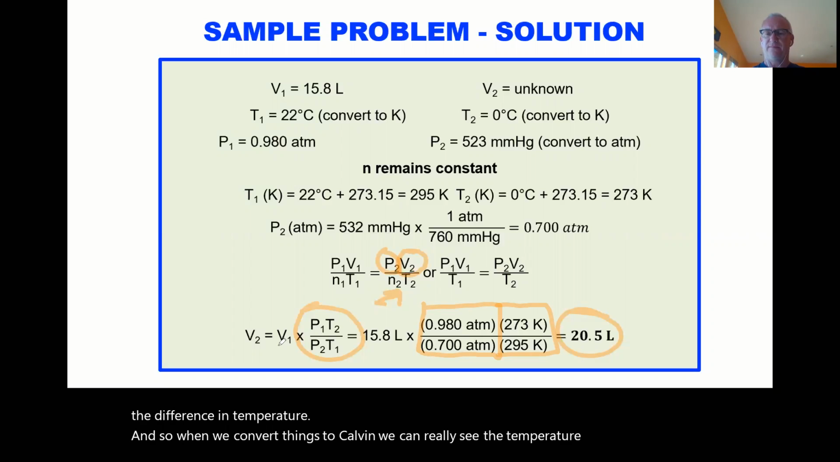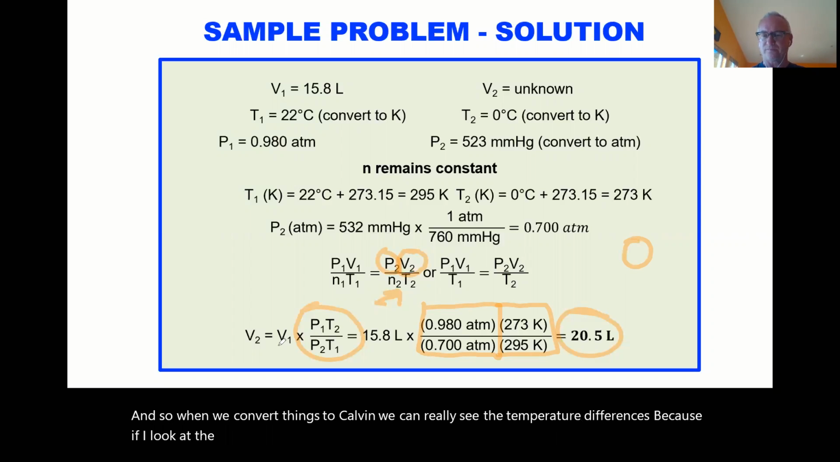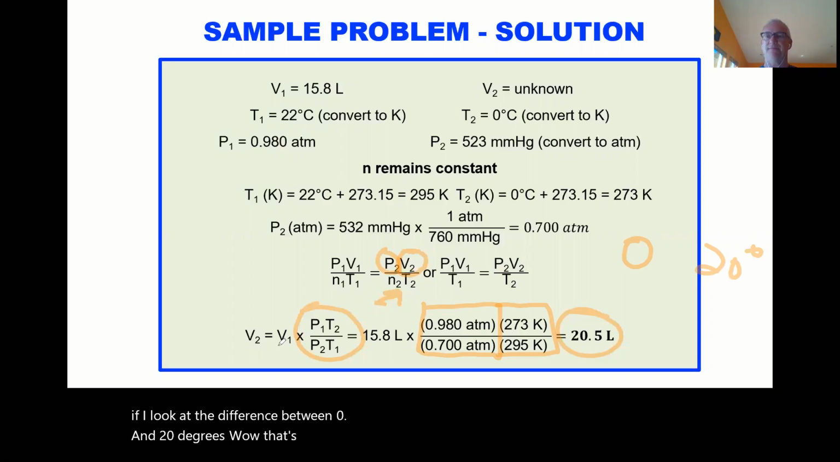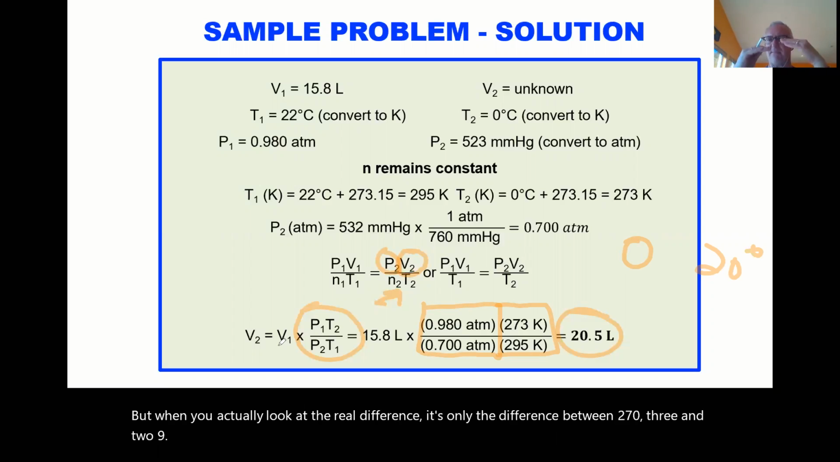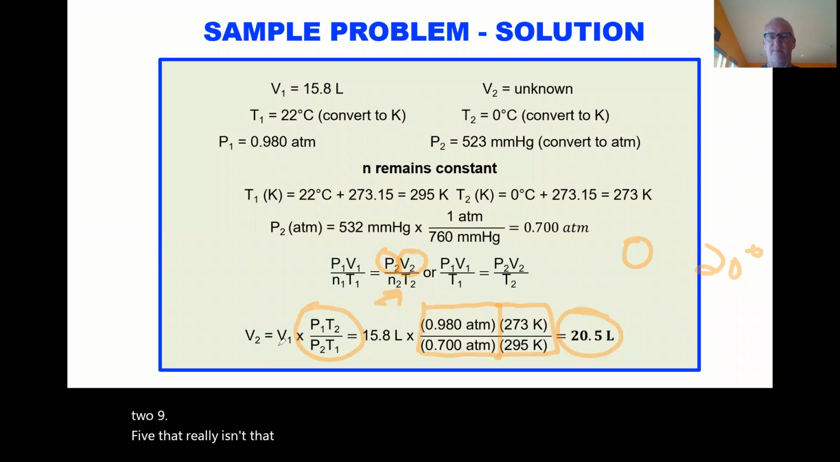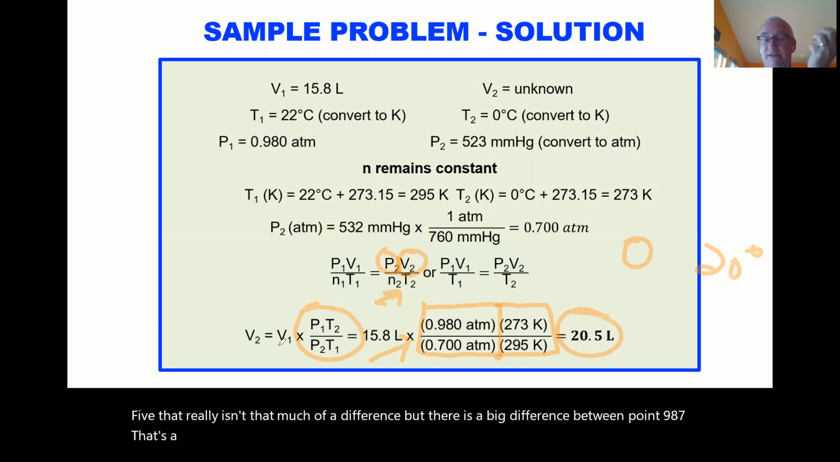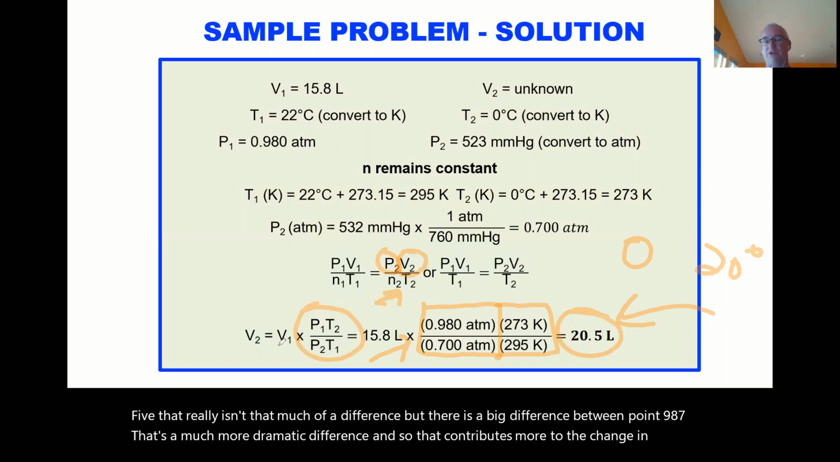Because if I look at the difference between 0 and 20 degrees, wow, that's a huge difference. But when you actually look at the real difference, it's only the difference between 273 and 295. That really isn't that much of a difference. But there is a big difference between 0.98 and 0.7. That's a much more dramatic difference. And so that contributes more to the change in the volume than the temperature does.